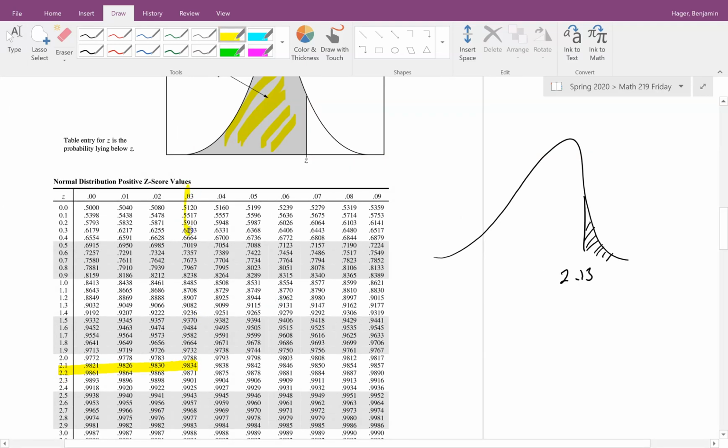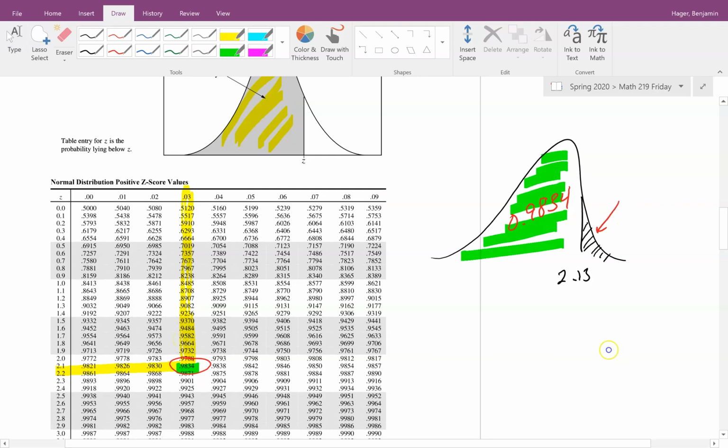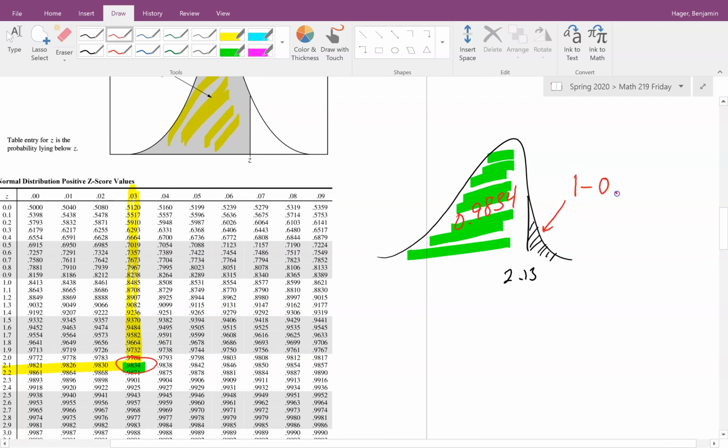2.13, right? So they're going to meet right there. So that tells me that this area here is 0.9834. All right. Well, I want this area. So to get that, aren't I going to need to take 1 minus the area I do not want? 1 minus 0.9834 would be 0.0166. That's my p-value. That's the area under the curve here. The probability of getting that observation or something more extreme.